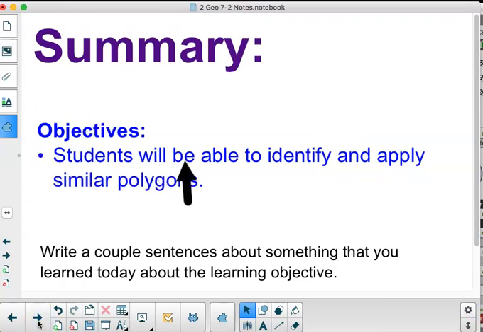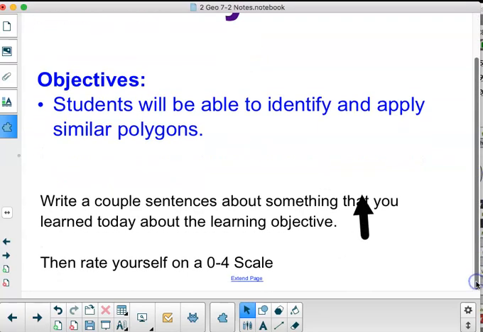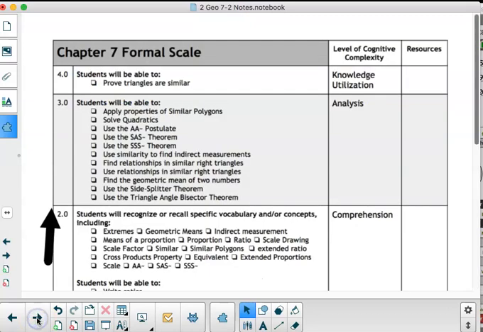And our summary today. Objectives: students will be able to identify and apply similar polygons. Write a couple sentences about something that you learned about the learning objective today. Okay? And then rate yourself on a scale of 1 to 4. Now, again, at the end of each section, you should turn to the inside cover of your notes and mark off on the Chapter 7 formal scale what things you learned, what things you know about, and start kind of figuring out what things are yet to come.